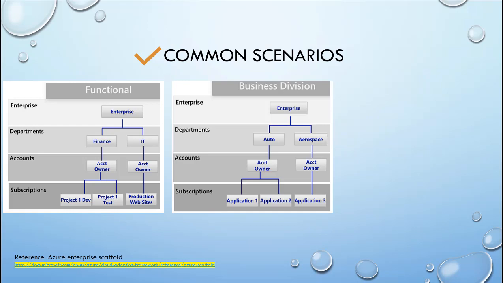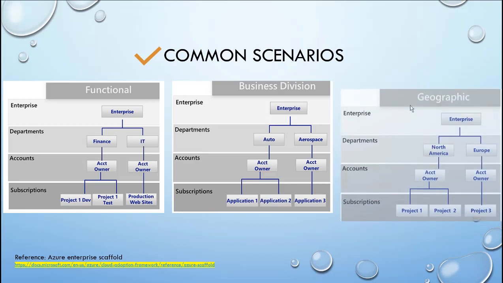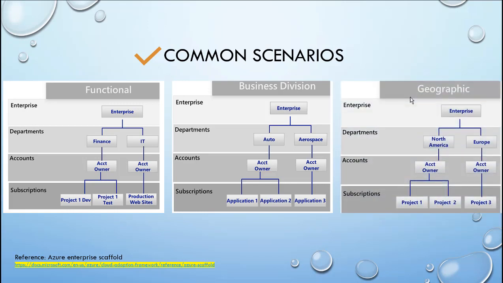And then the third common scenario is geographic. This is also a very common scenario because each big enterprise would have multiple geographic locations, depending on the continent. So it would have one in Australia, one in Europe, one in the United States or North America in general. And this is how your departments are going to be divided, one to many.